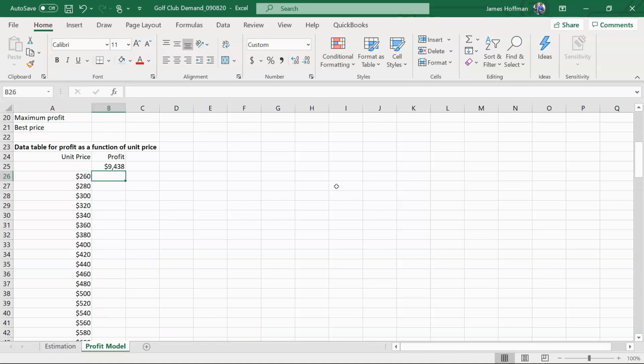Okay, so now we're going to make the data table. Basically we're trying to see when the unit cost changes, what happens to our profit. That's what we're interested in. And so make sure in cell B25 it says equals B17. Don't just type in that number. It's got to link in the formula. So in B25 your formula should say equals B17.